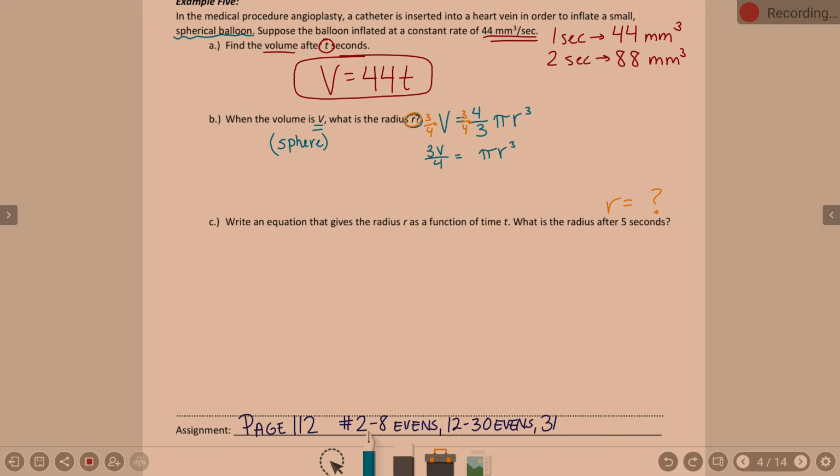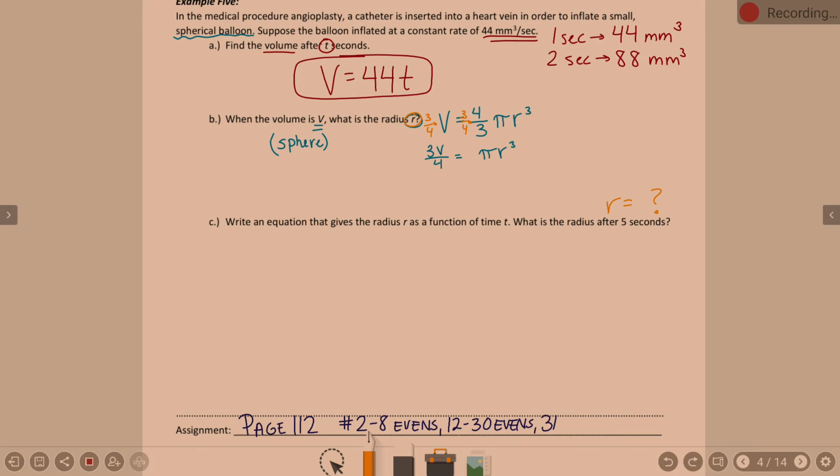Can you subtract pi? Is that a thing? We're not going to subtract pi because it's not being added. It's dividing. If they're smushed together, you can have negative pi. Okay. Now, pi is being multiplied, so we can think of it as dividing by pi.